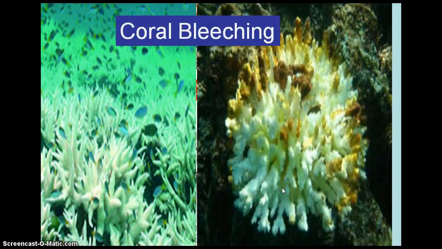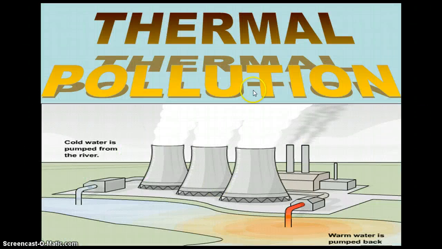Coral bleaching is also affected by climate change. Basically, coral has a symbiotic relationship with a type of algae called, I believe, zooxanthellae. You just have to know that it's a type of algae and it's a symbiotic relationship. It gives the coral its natural color, and due to the warmer temperatures, the algae actually dies, causing the coral to lose its color and eventually die as well.